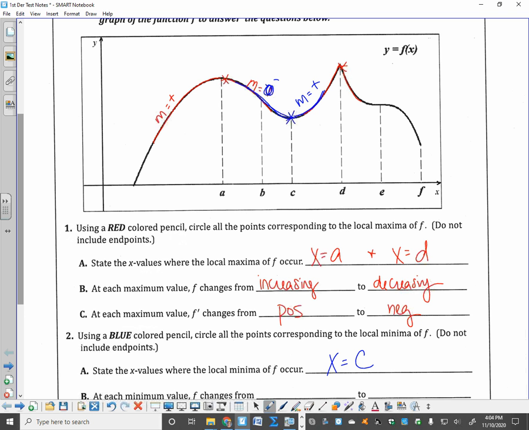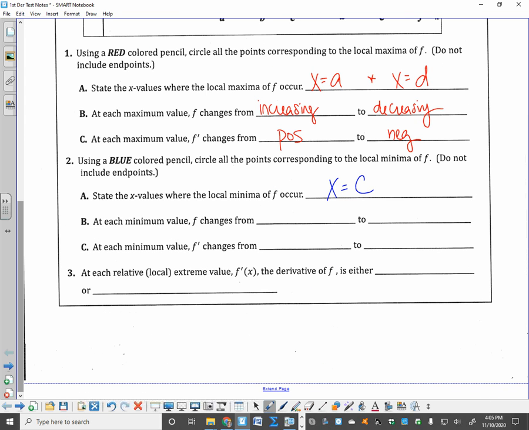At each relative or local extreme value, f prime, the derivative, is either blank or blank. So the derivative at these places is either 0 or undefined. Or you can put DNE, either way. Now it makes really easy sense going from the original function to the derivative. Where it gets tricky, again foreshadowing, is when I give you derivative information and ask you about the mother function. So that's where we need to slow down and make sure that we see the connections.